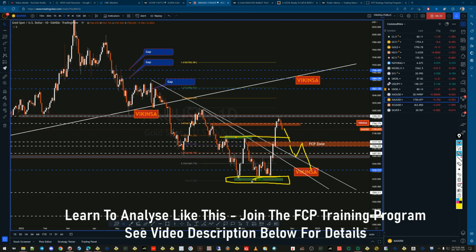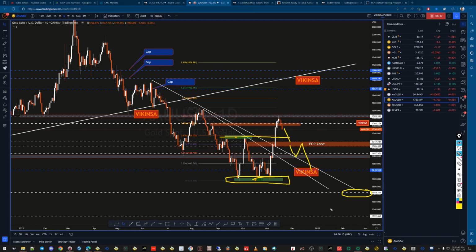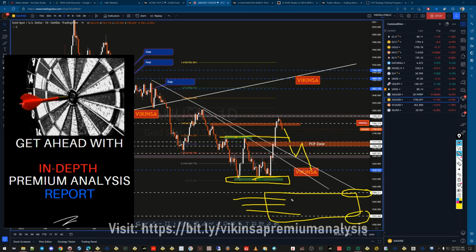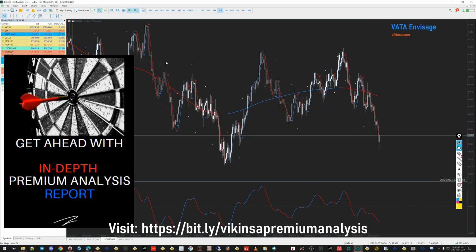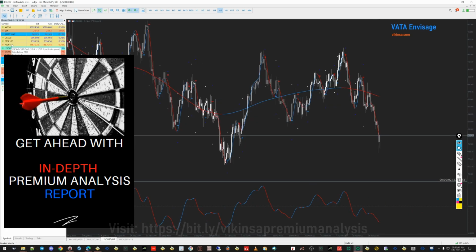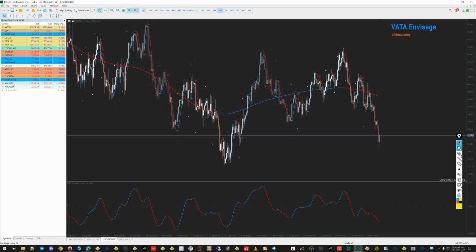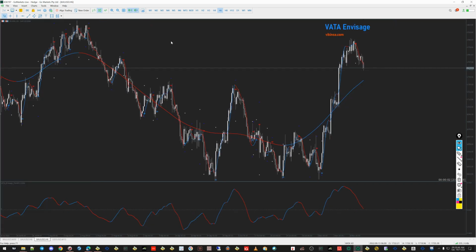Then it will try to target the liquidity below this triple top, and it will probably try to reach 1584 and 1522. Right, this is the FCP zone, this is the M pattern level, which I have already mentioned a minute ago. And here there can be a few very specific levels which can be included in your premium analysis report as well. So this is what we have here on the chart. Let's see what we have got on Vata and Visage as well. If you get Vata and Visage from Vikinsa.com, then this is what you can expect.